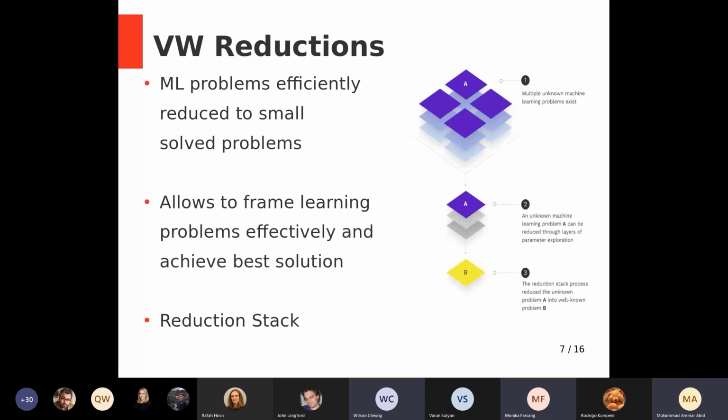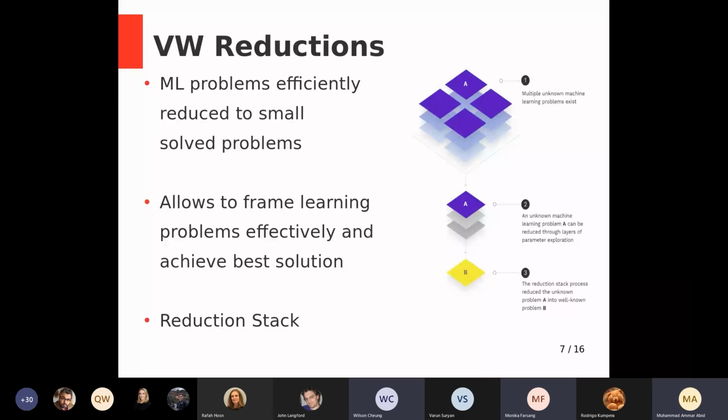So let's move forward, and I would give a little bit of introduction about VW reductions. Many machine learning problems can efficiently be reduced to small solved problems. So how does this help us? This allows you to frame learning problems effectively and achieve the best solution. This is also called the reduction stack. If you don't know about VW reductions, you can read more about it in its documentation.